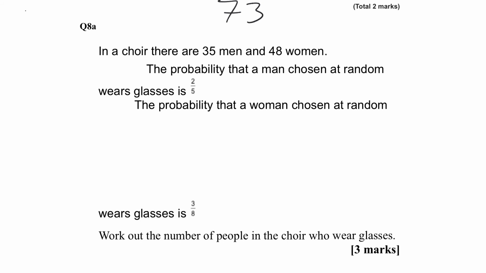Okay. Then it now says, in a choir, there are 35 men and 48 women. It says the probability that a man chosen wears glasses is 2 out of 5, and the probability that a woman chosen wears glasses is 3 out of 8. So it wants us to work out the number of people in the choir who wear glasses.